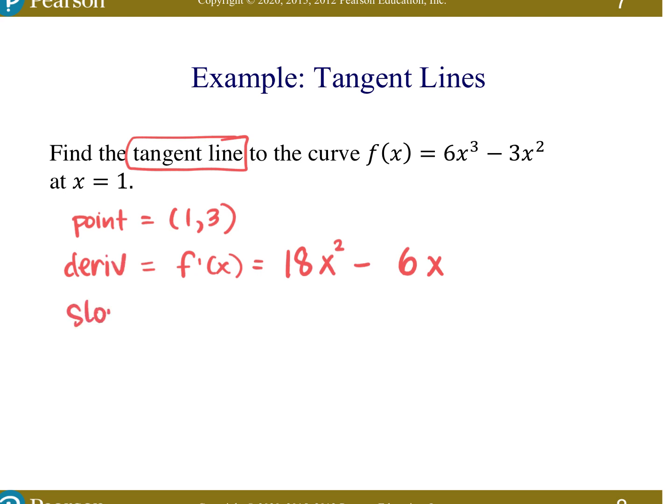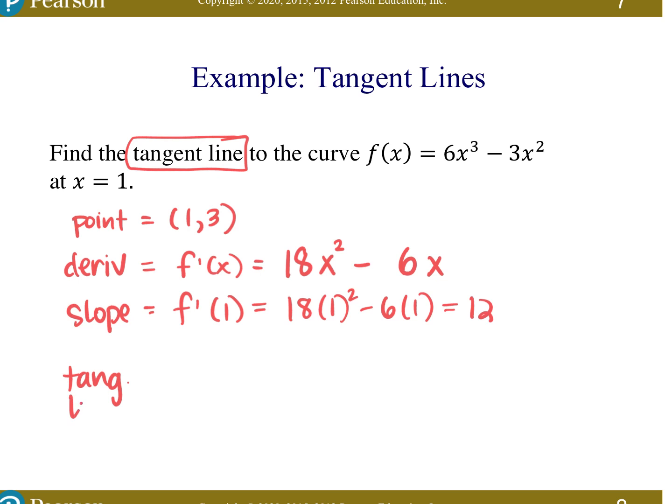And my slope is going to be f prime with the number 1 plugged in. So then I plug the number 1 in, and I get 12. So then I can write my tangent line. My tangent line will be y minus 3 equals 12 times x minus 1. That's my tangent line. It's a lot faster than needing to use the limit every single time once you know the power rule.